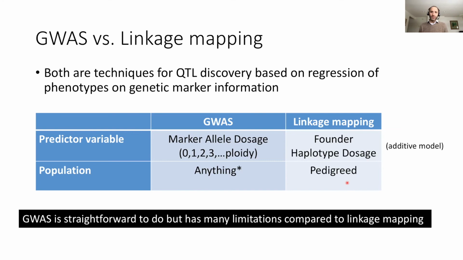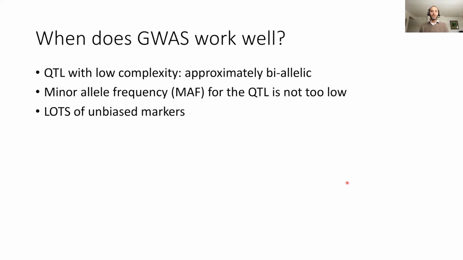So the big picture idea going into this is that GWAS seems straightforward to do, and it is, but then that flexibility comes with some limitations compared to linkage mapping. So when does GWAS work well? There are three conditions that I've shown here.